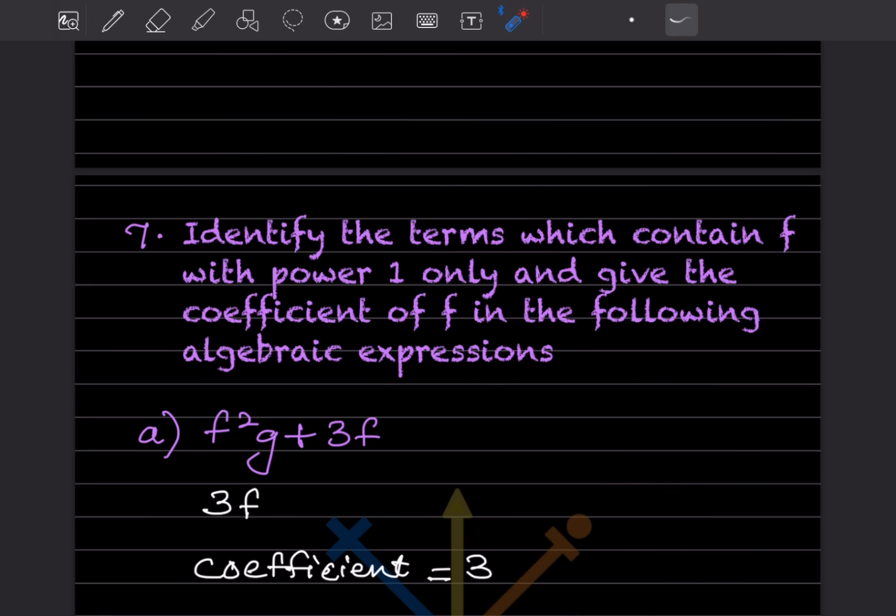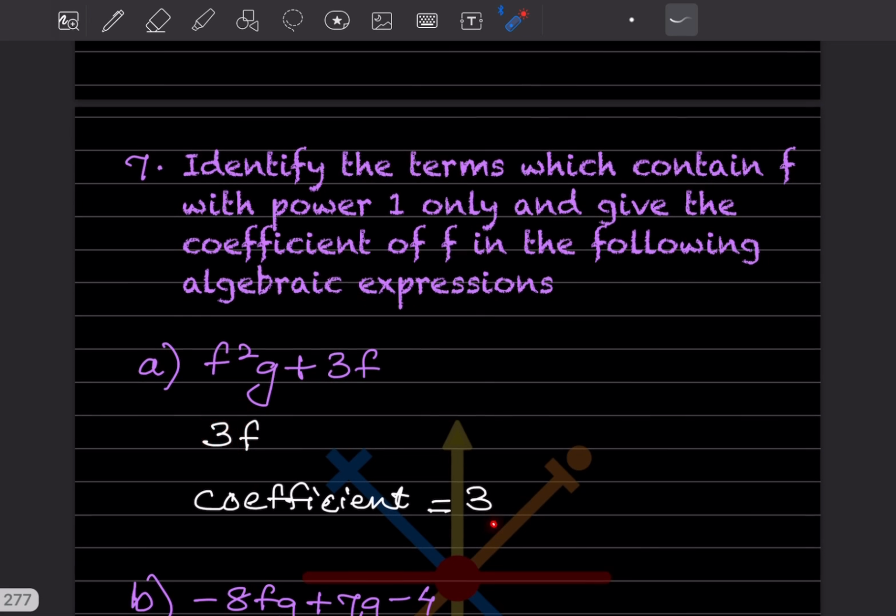So now what will you see here? This has the power 2. Here it has the power 1. So we are going to take this one. They said identify the term, so this is the term you are going to take. And then we have to see the coefficient of it. So the coefficient of this 3f is going to be 3.